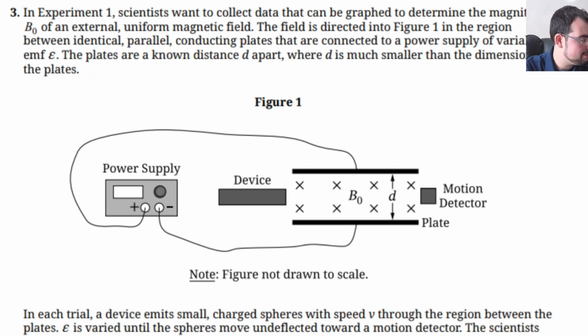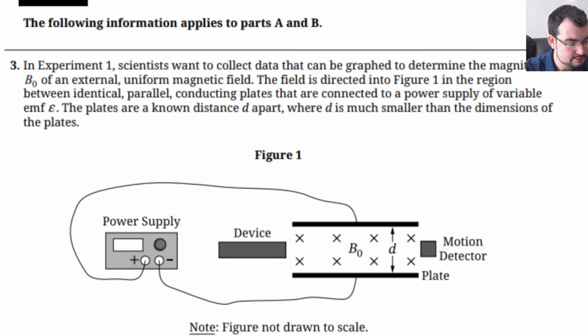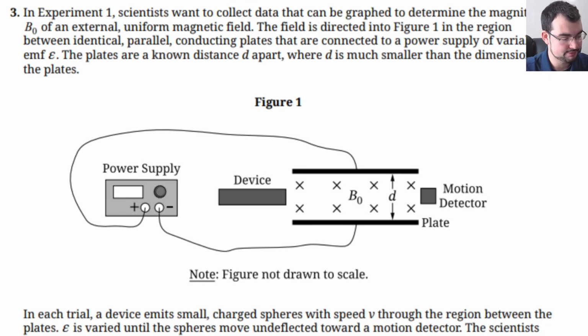All right, now we got a lab. This is actually like 2 non-trivial labs here. I like it. These could fly for APC, E&M. Experiment 1, students want to find the magnitude of a B field between plates. We have a device that sends undeflected ions in a straight line next to a motion detector.